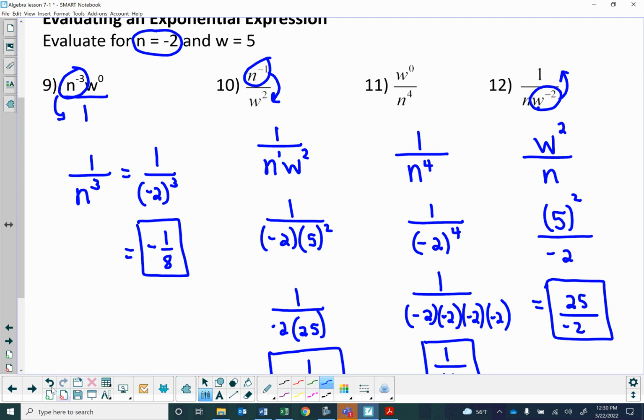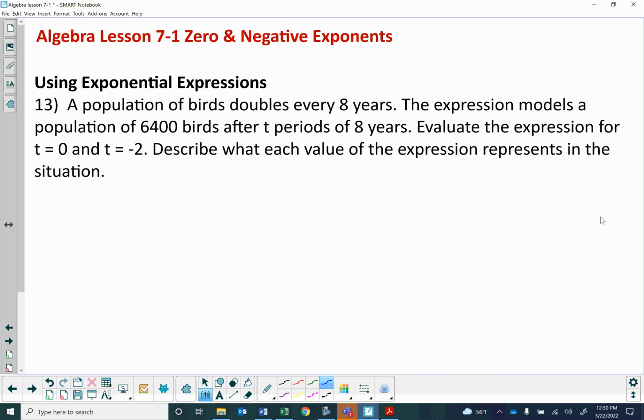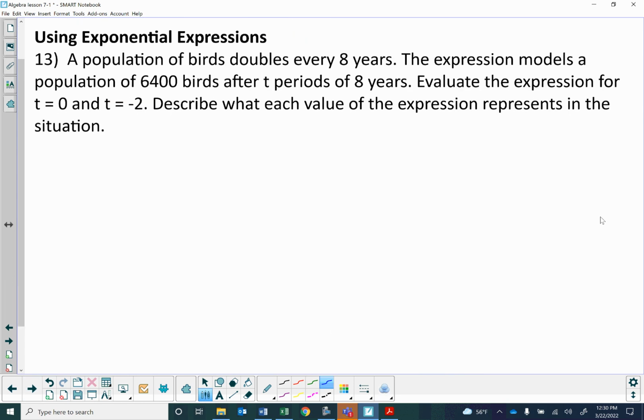Now we also need to be able to do problems that deal with word problems. Okay? So if I have an exponential expression, it says a population of birds doubles every 8 years. The expression models a population of 6,400 birds after t periods of 8 years. Evaluate the expression for t equals 0 and t equals -2, and then describe what each value of the expression represents in the situation.